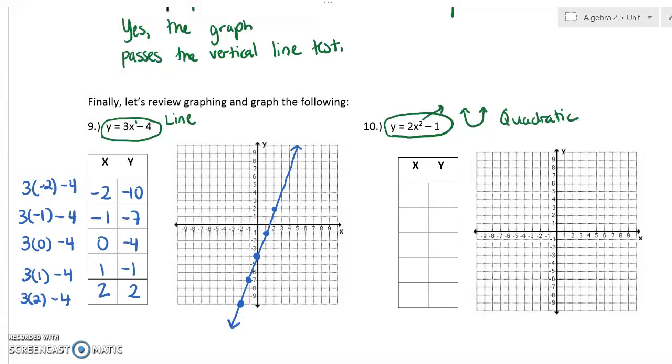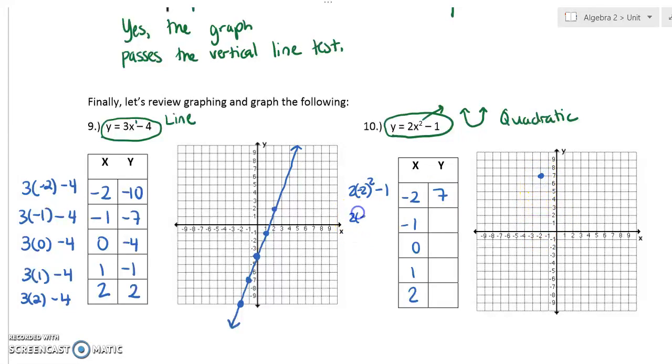Now for the other one, we know that we have a quadratic, so I'm just going to go ahead and put some numbers in there too. You can also use your graphing calculator. So I'll put it in there. 2 times -2 squared, minus 1. Well, -2 squared is 4, times 2 is 8, minus 1 is 7. So we're going to plot -2, 7.